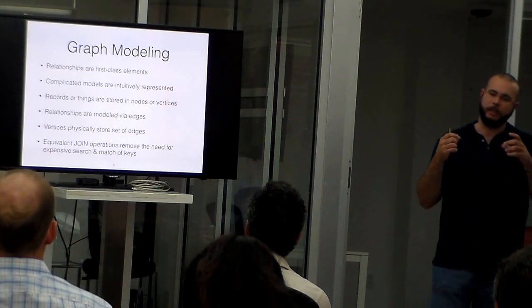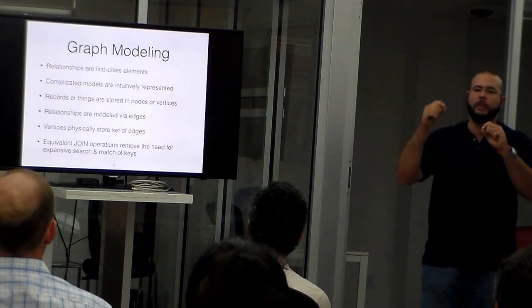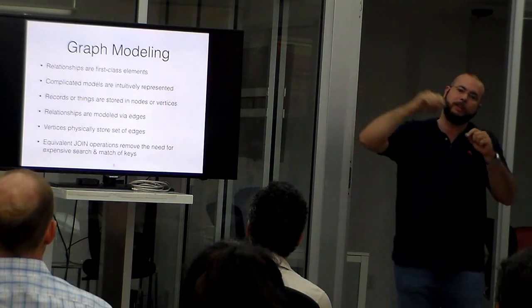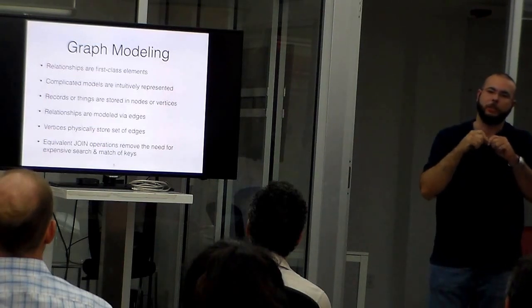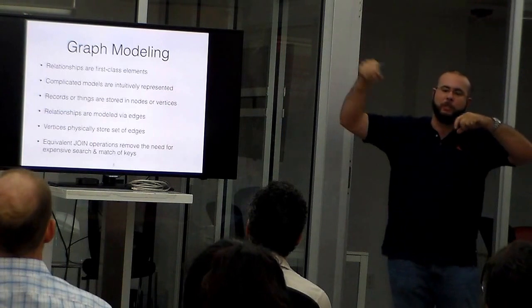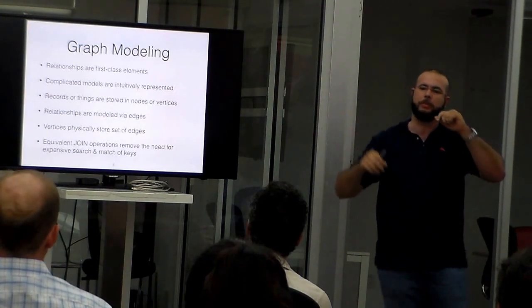Each node has a set of edges that already tell you what are the other nodes in the graph with whom that vertex has a relationship. So you skip that process of searching for the value and searching another table. That process is completely skipped. You can go directly to that ID and pick your relationship.